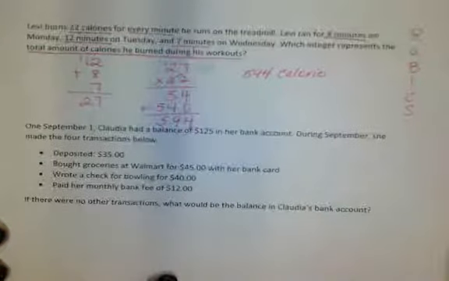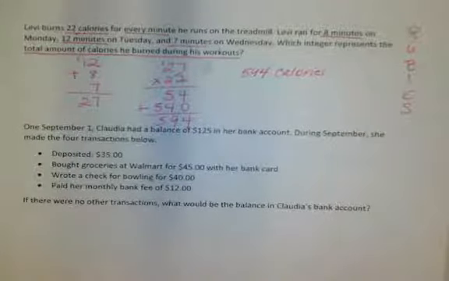Let's move down to the next one. We're going to start with reading the problem. On September 1st, Claudia had a balance of $125 in her bank account. During September, she made the 4 transactions below. She deposited $35. She bought groceries at Walmart for $45 with her bank card. She wrote a check for bowling for $40. And she paid her monthly bank fee for $12. If there were no other transactions, what would be her balance? What would be the balance in Claudia's bank account?